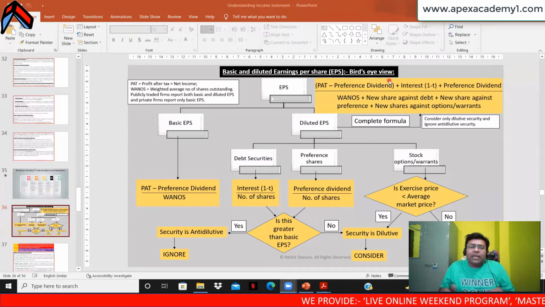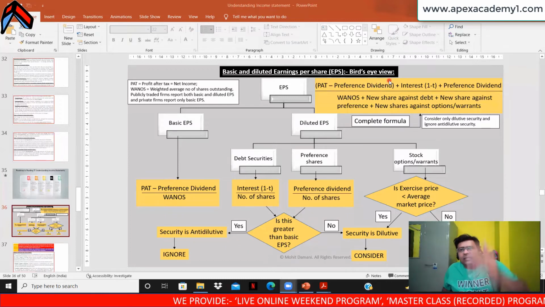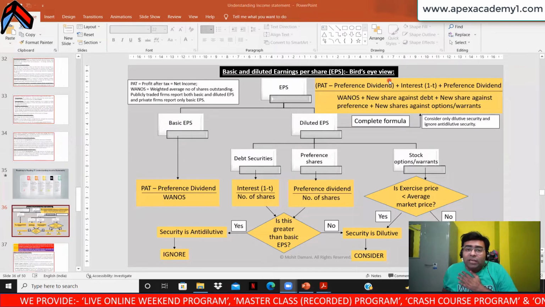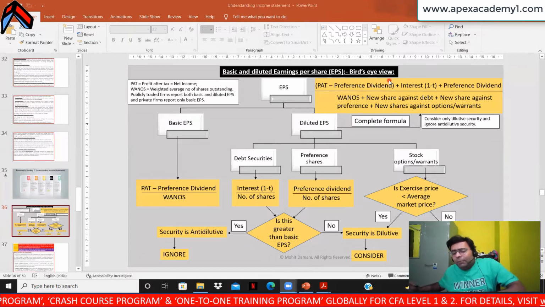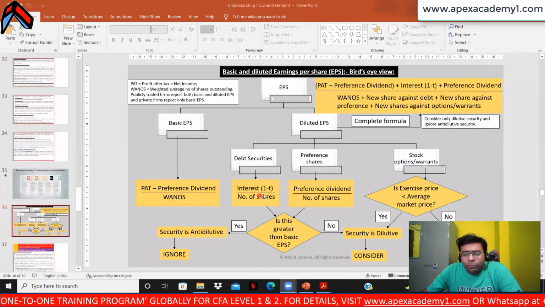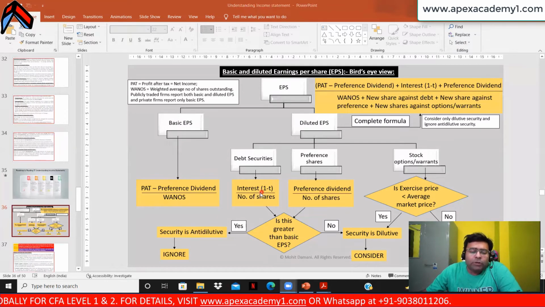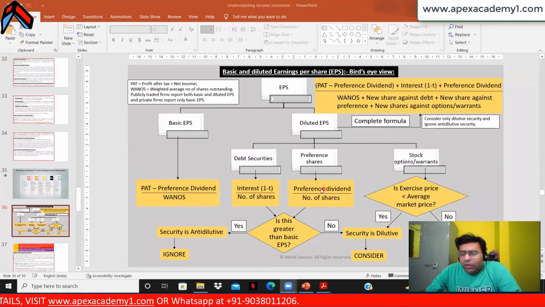See, the concern area is very clear. The concern area is that if we convert those securities, then whether it will happen that my basic EPS will be lower or not. If it is not lower, then I am not concerned with that. So you have to calculate or check for only securities which are dilutive. These are the formulas. I'm not going to explain the formula. You're supposed to know. Okay.